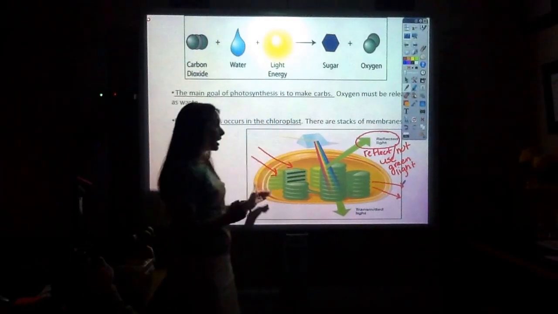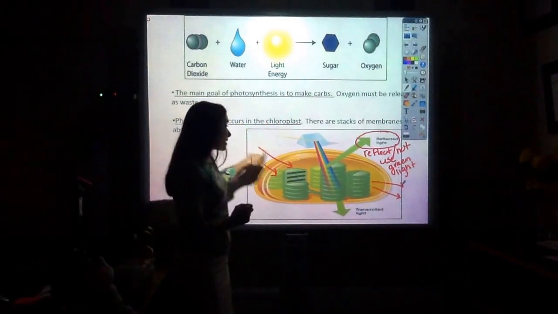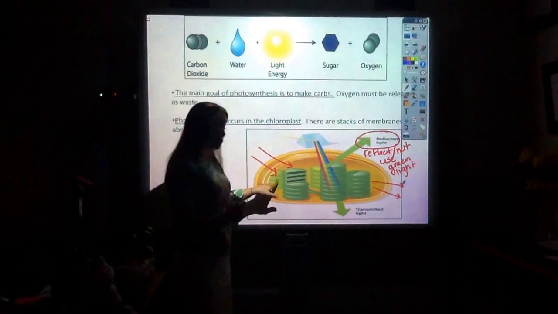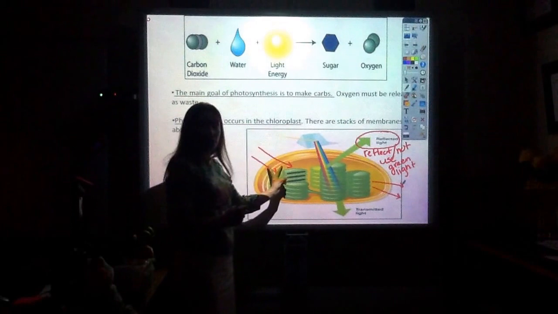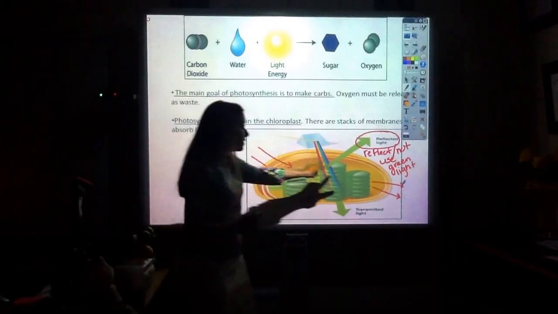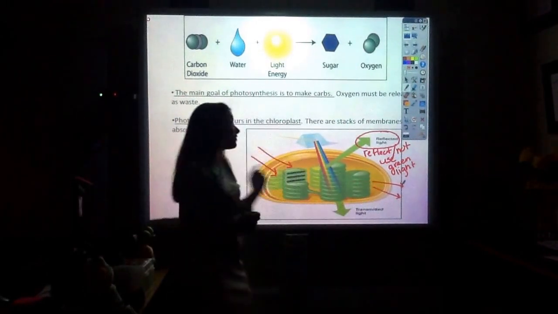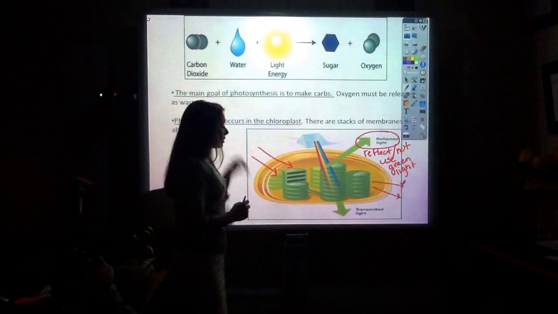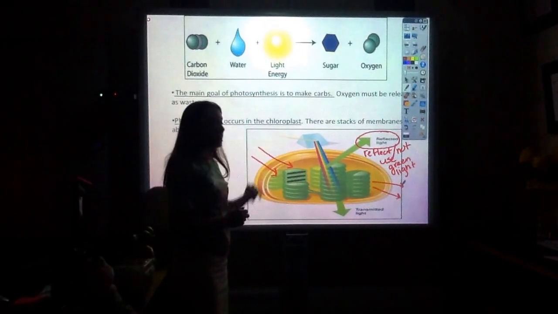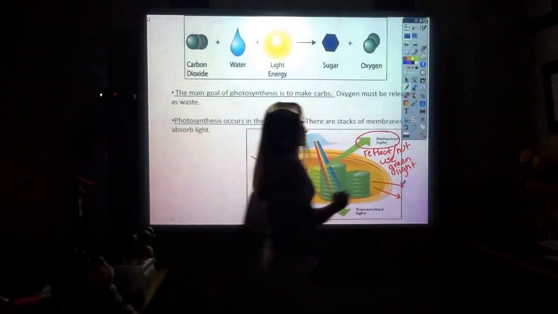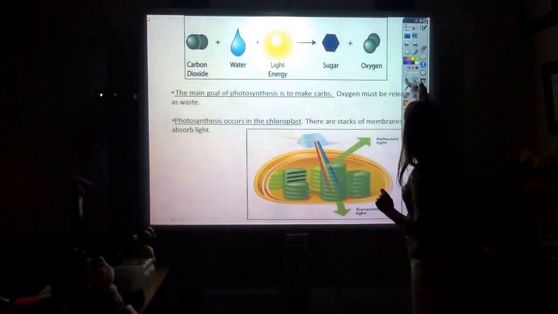So you should be able to tell me what's coming in to be used. What are the reactants? We already see light coming in. There are two other things that have to come in. And then there are two things that are made. One of them is a waste product. We do need to be able to recognize the chloroplast with these stacks of membranes and know that the point of the chloroplast is to absorb that light.